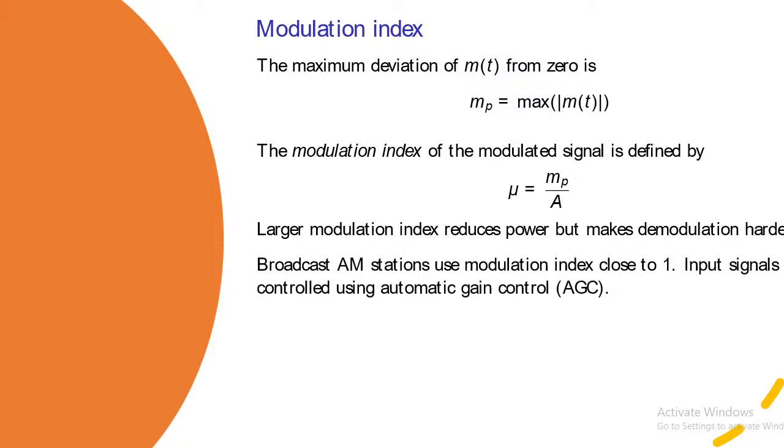The larger the modulation index, the lower is the power, but it makes demodulation difficult. So if you want low power transmission, you can go for a high modulation index, but that will make demodulation difficult. Usually, broadcast AM radio stations have a modulation index close to 1. Keeping it close to 1, the power will be reduced, so the gain will be reduced. So input signals are controlled using automatic gain control. AGC is used in the AM broadcast stations. Next.